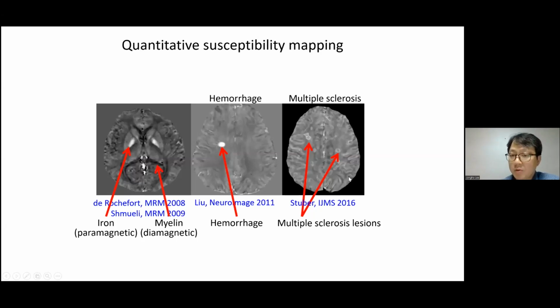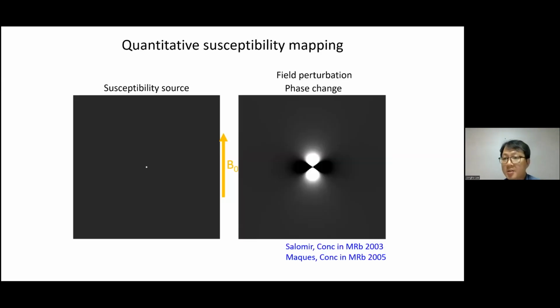Also, when it comes to a disease like MS, we know that there is demyelination, and in some cases we have a concentrated increase of iron in the rim of the pathology or lesion, so that we can utilize QSM as a way of visualizing or characterizing lesion types in MS. So the technology is quite neat and exciting.